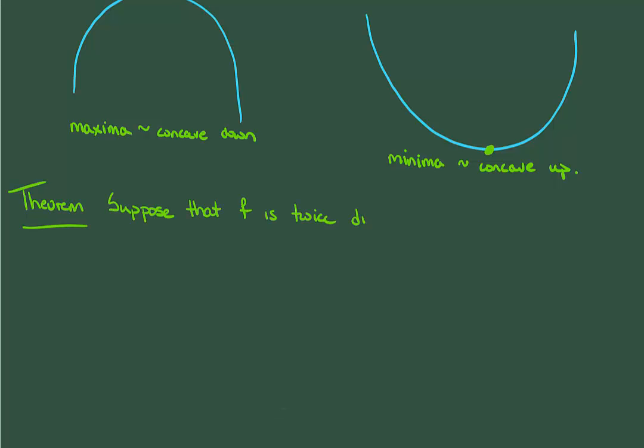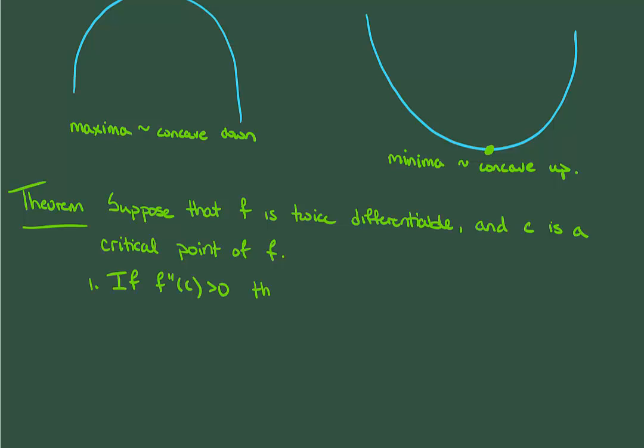Suppose that f is twice differentiable and that c is a critical point of f. If f double prime of c is greater than 0, then c is a minimum, corresponding to the case where f is concave up. And of course, if f double prime of c is negative, then c is a maximum, corresponding to the concave down case.